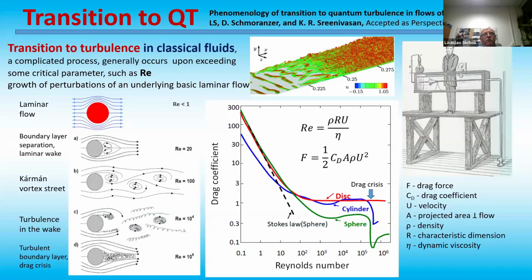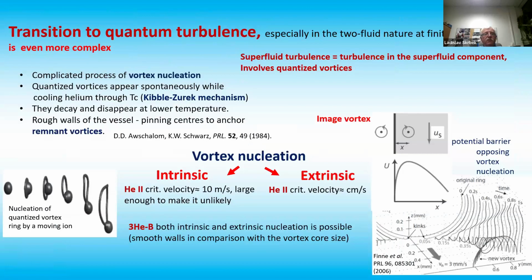And if you have some flow past, say, a sphere or cylinder, we know that the transition to turbulence is pretty complicated. What you can do is measure, for example, the drag coefficient as a function of Reynolds number. And say, in the case of a sphere, you see that there is a laminar flow, then there is a kind of crossover. And for sufficiently large Reynolds numbers, there is the drag crisis. I don't want to go into details. This is just to illustrate that the transition to turbulence is a complicated enough process in classical turbulence.